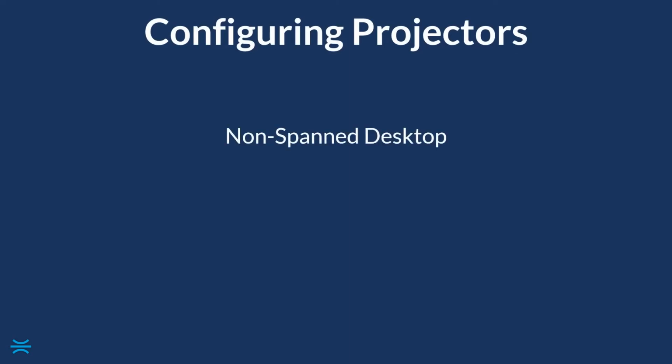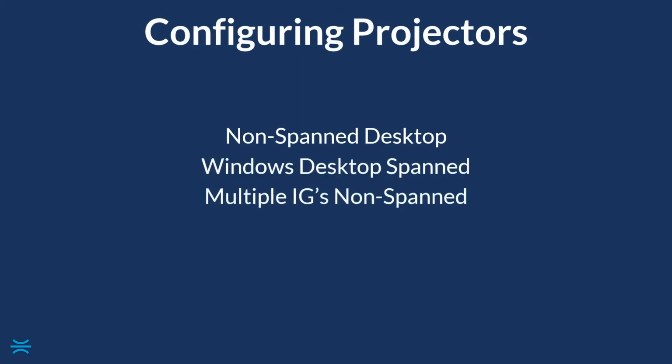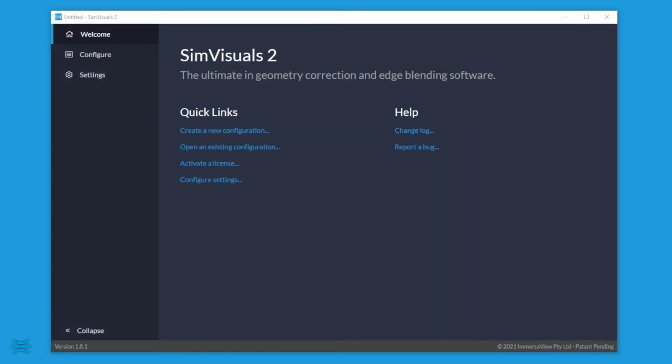Today, we'll be looking at configuring projectors in 4 different scenarios. First, we'll start with one PC with 3 projectors without desktop spanning, and then we'll look at the same setup with desktop spanning enabled. And we'll briefly touch on multiple PCs both with and without desktop spanning. So first, let's have a look at the user interface.